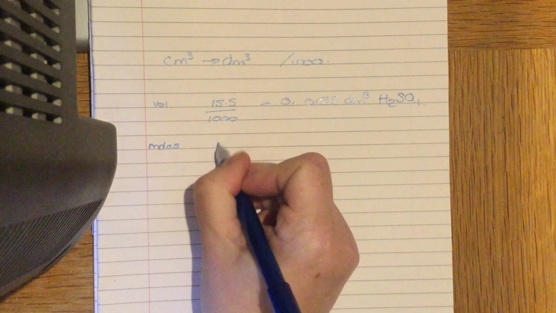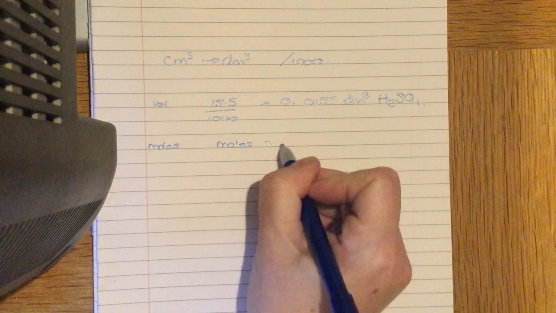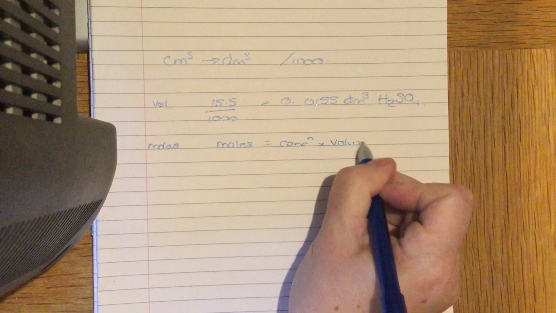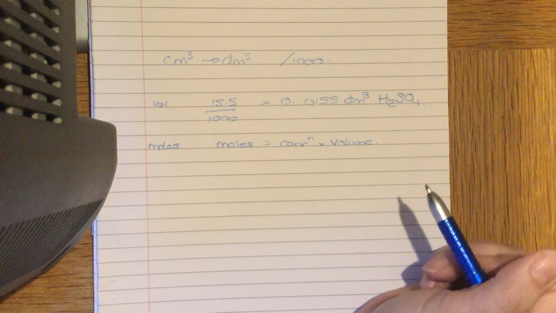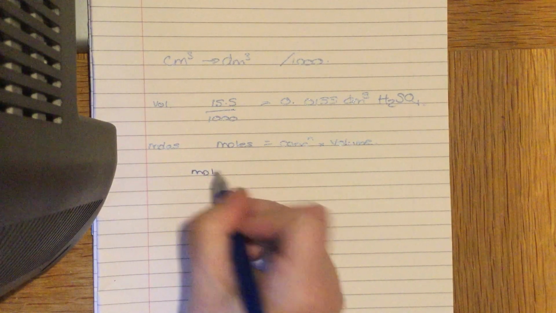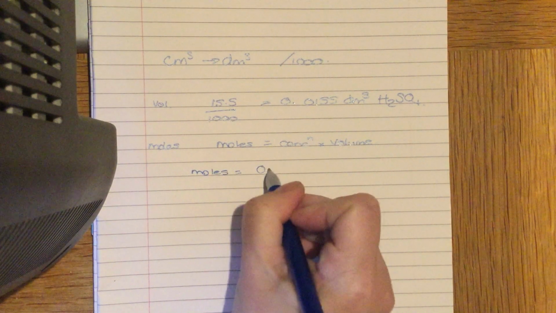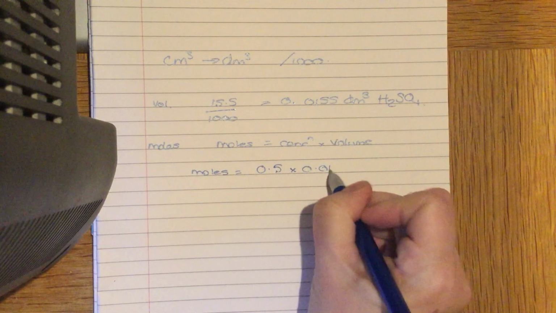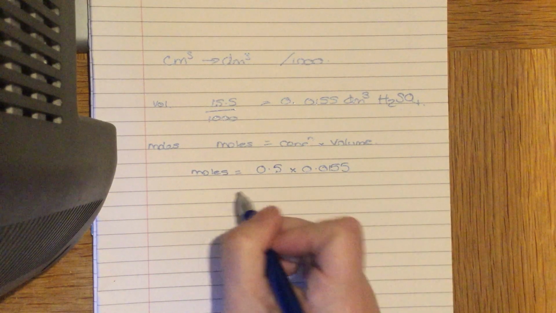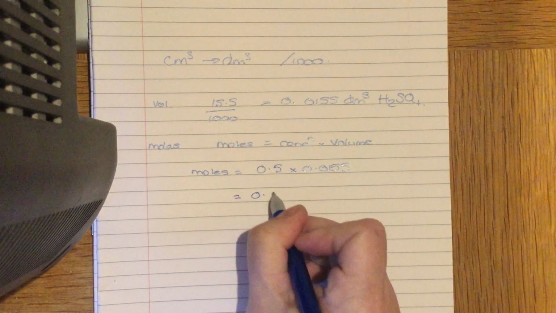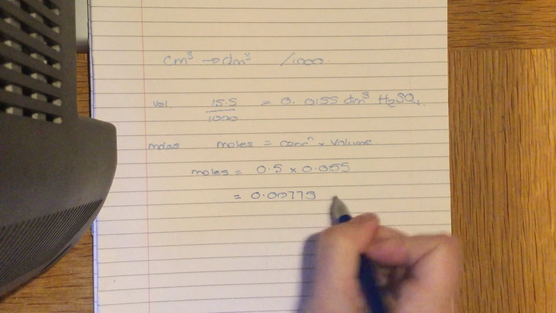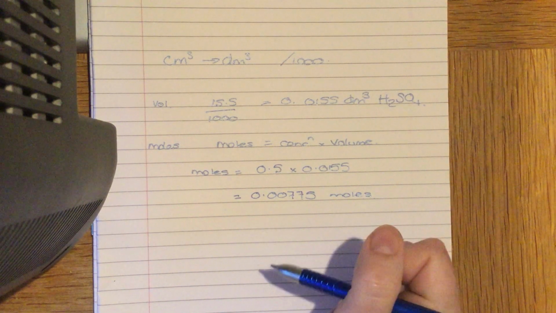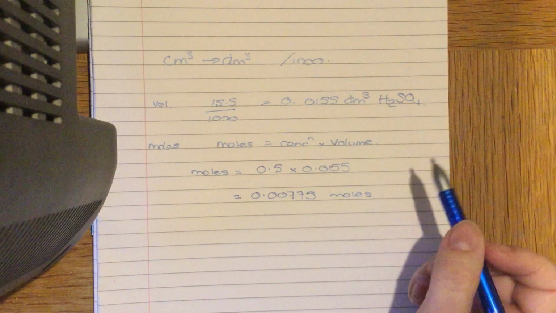You then need to calculate the moles of sulfuric acid. So to do that, moles equals concentration times volume. That's one of your formulae you need to learn. So in this case, moles equals 0.5, because we've got 0.5 moles per decimetre cubed, times 0.0155 decimetres cubed, which gives us a total of 0.00775 moles. That's the first point. We now know how many moles of sulfuric acid were in our reaction.